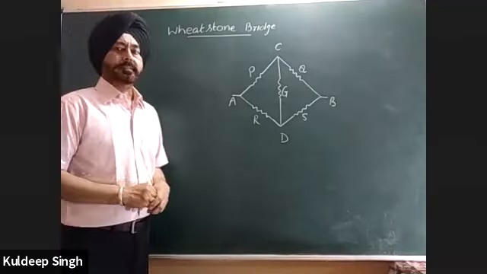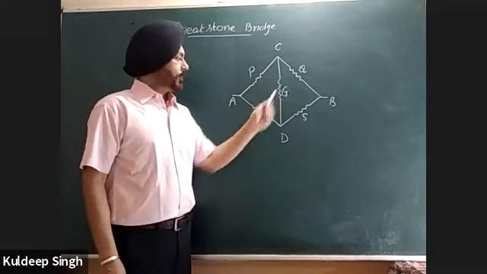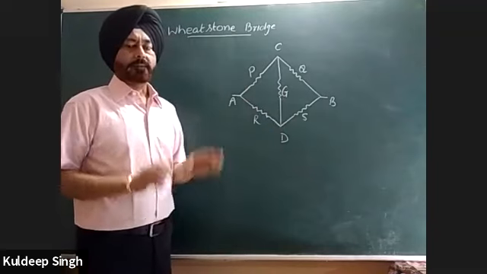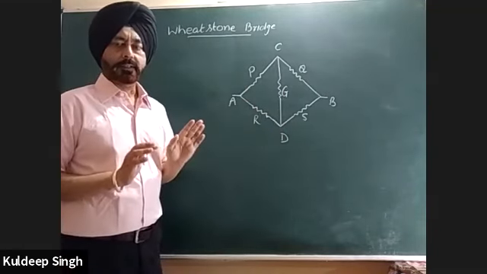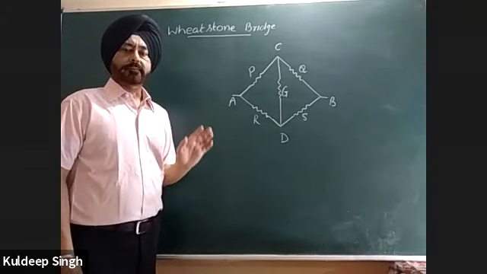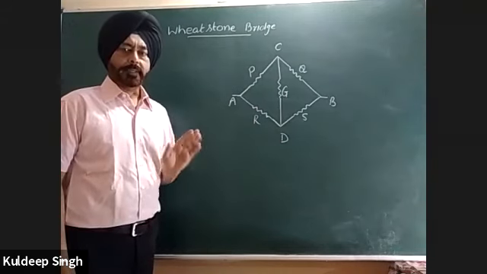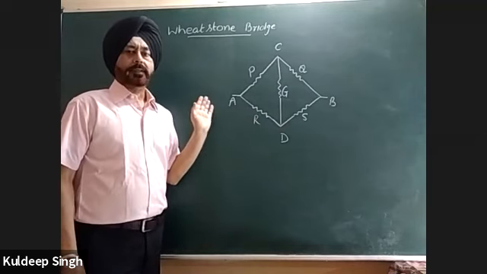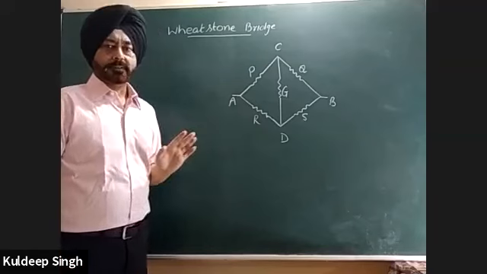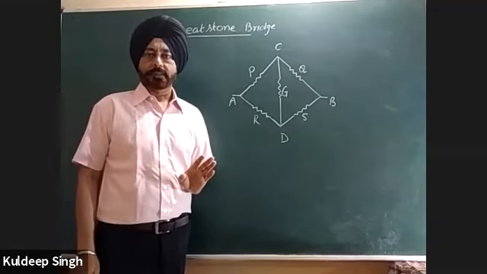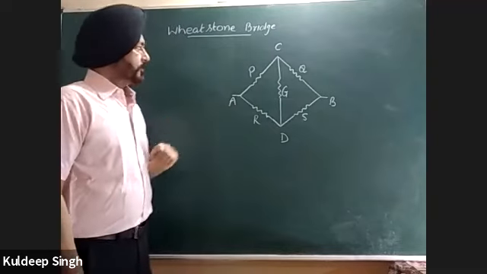Now in this circuit there are 5 resistances. The names are P, Q, R, S, and there is a fifth one, G. So whenever you find a circuit having 5, 6, or 7 resistances, then you must think about the Wheatstone bridge. 80 to 90% that circuit will be a Wheatstone bridge. So what is its principle?